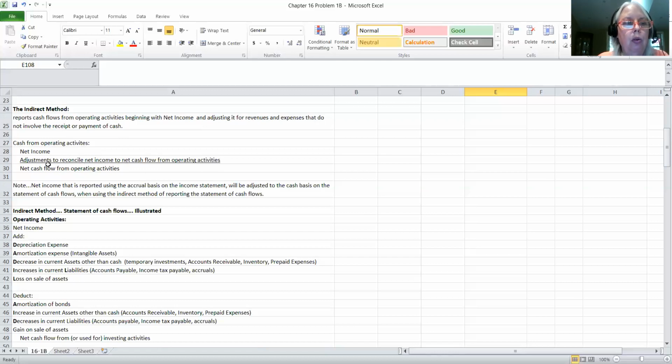What that will do is give us a net amount that we're going to record for our operating activities. And again, I put a little note in here for you to study. I want you to note that the net income is reported using the accrual basis on the income statement. But when we prepare the cash flow statement, we're going to adjust this accrual net income to the cash basis on the statement of cash flows. And this is only when you're using the indirect method of reporting the statement of cash flows.